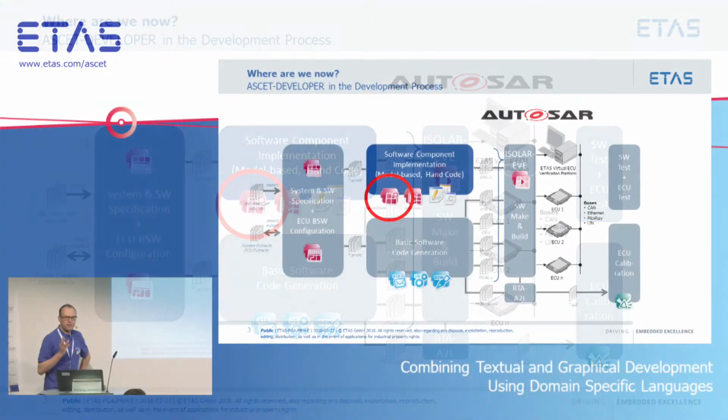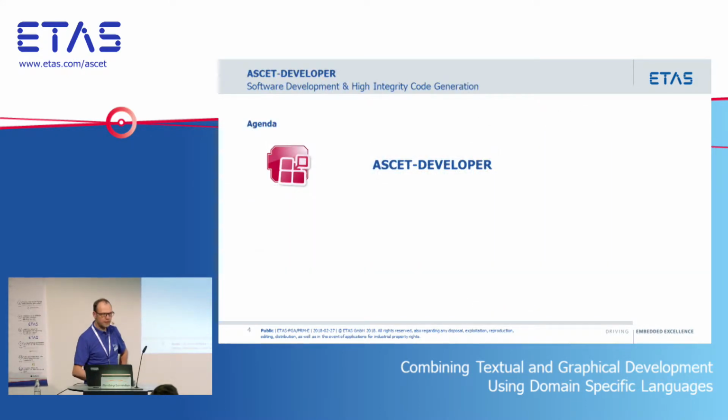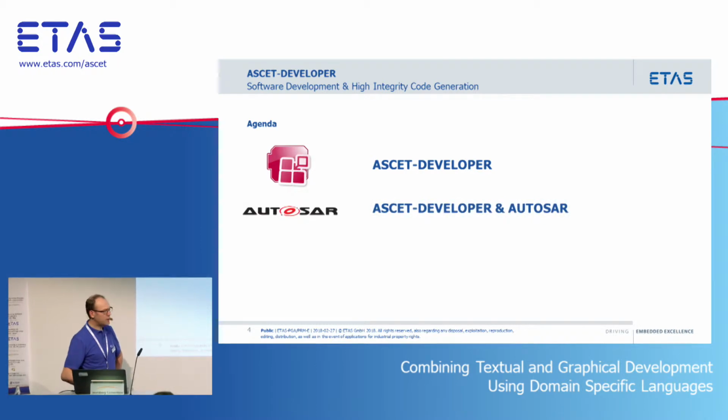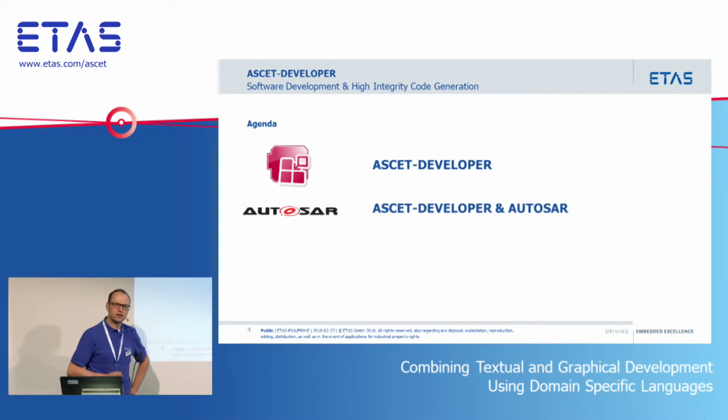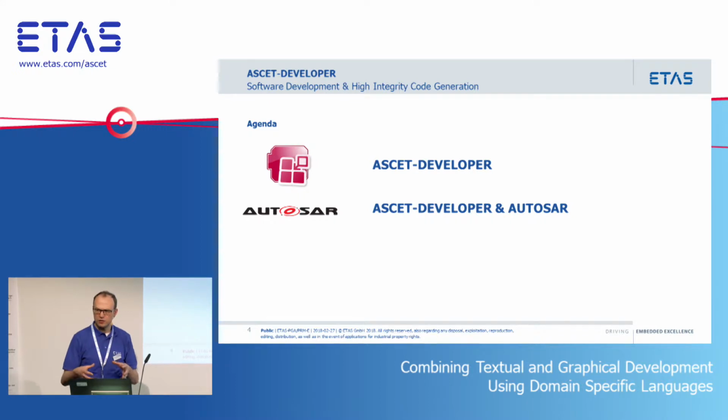So I'm going to talk about three things now. The first thing is I'm going to give a quick overview of what ASCII Developer is and what it does, and what kind of problems we're trying to solve with that. Then I'm going to cast that into the AutoSAR context, so bringing us a little bit back from more abstract things into, OK, how do we put AutoSAR software components together? So I'm going to talk about how ASCII fits together with the AutoSAR workflows.